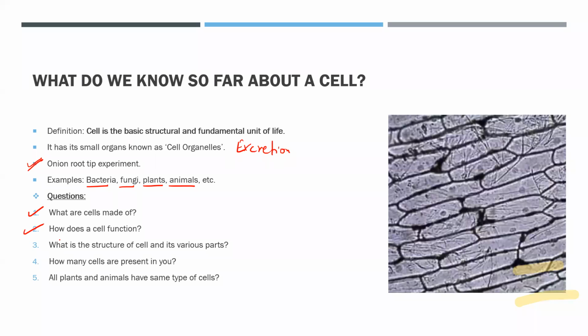Now, how many cells are present in you, that means the student who is watching this? We will also study that. Do all plant and animal cells have the same type of cells, or different types? Is there any similarity or any difference between plants and animals? We will study that also.